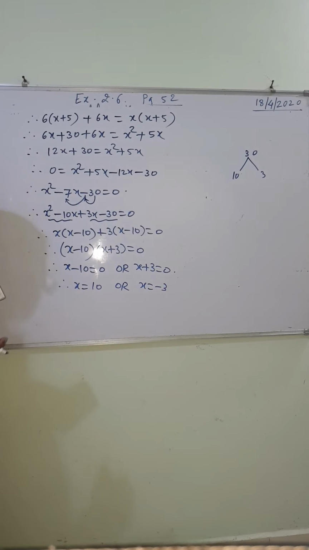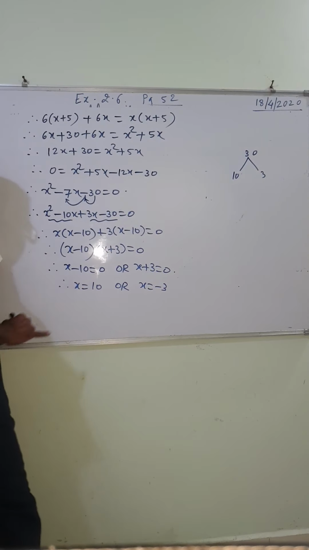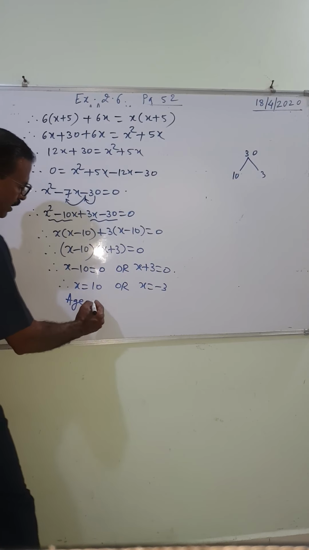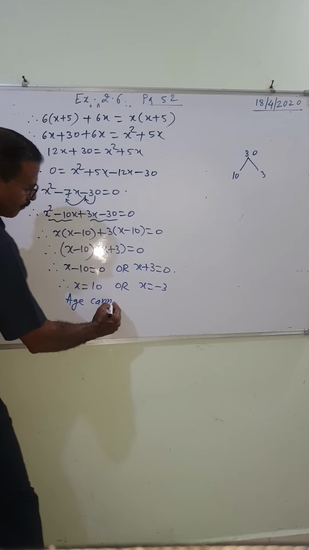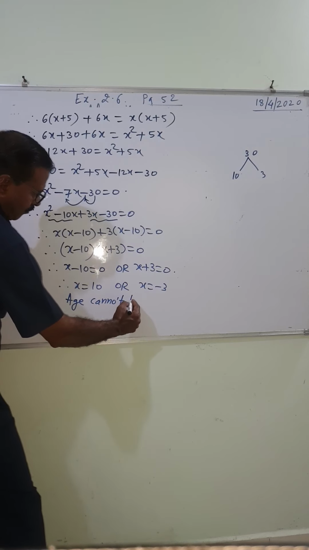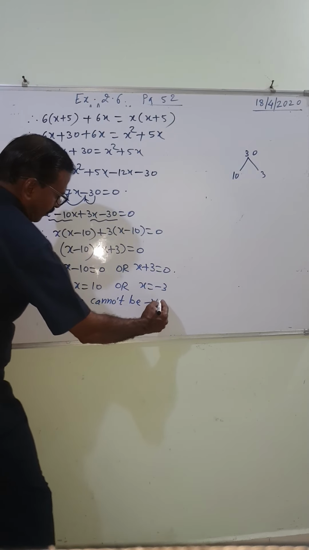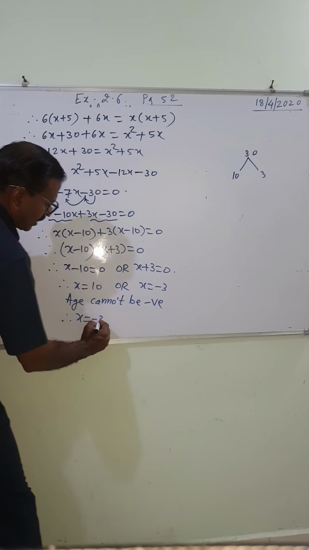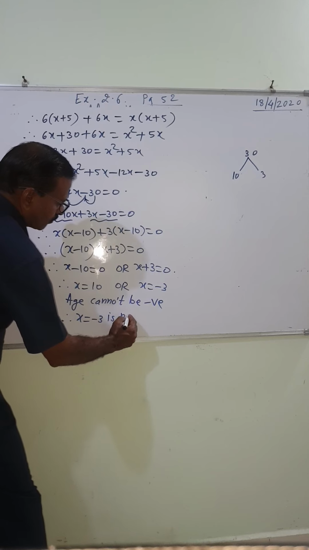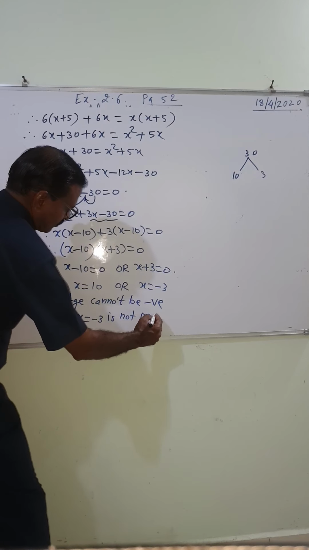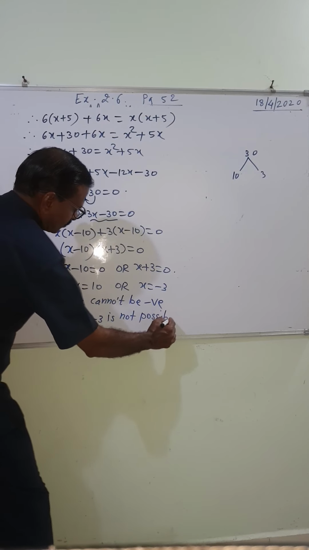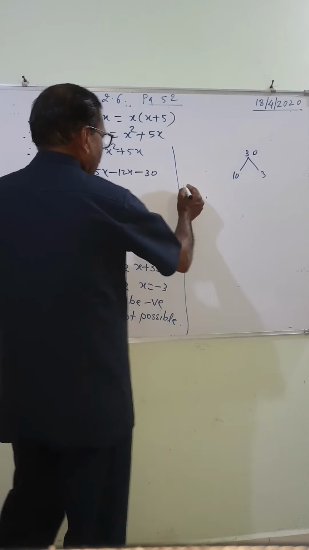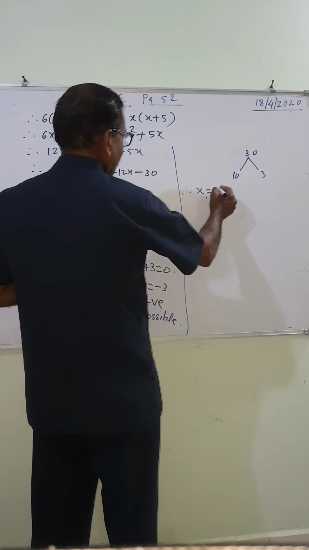But these are the ages. Age cannot be negative. Therefore, x equal to minus 3 is not possible. Therefore, x is equal to 10.